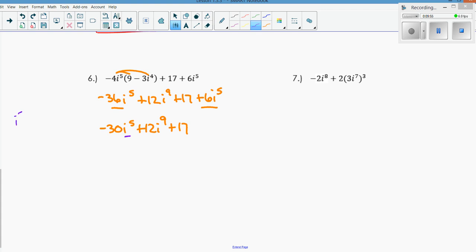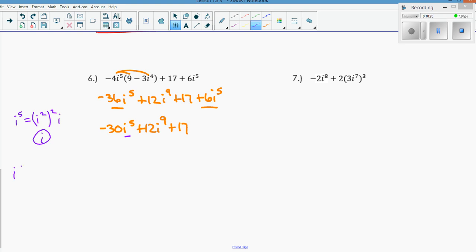So I'm going to come over here and do i to the 5th is i squared raised to the second power, that's 4, and there's 5. Okay, this is negative 1. So at this point, we've been doing this for a couple of days, we might actually be able to skip some of this and go, okay, that's negative 1 squared, which is 1, times i is just i. If you need to write it all out, write it all out.